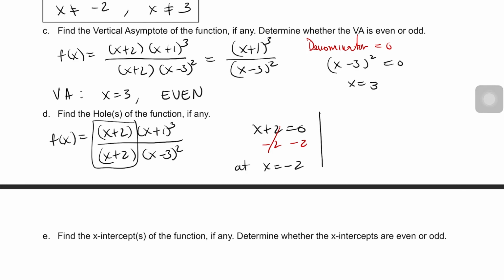To find it, we need to plug it back into the function. Please use the one that is simplified, because otherwise you're just going to get 0 over 0 on the other one.